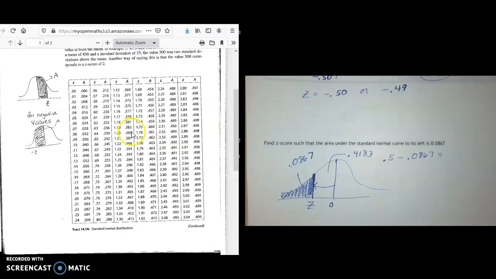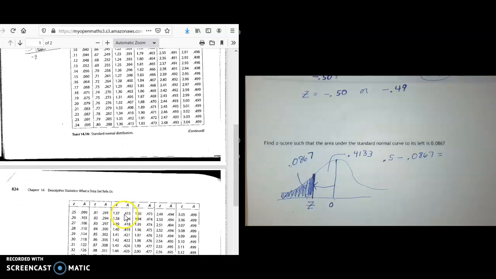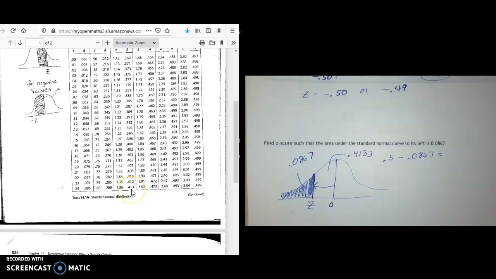0.4133. So let's see, here's 0.413. Now I don't have 0.4133. The next one is 0.415. So this one is the closest. It's 0.413. So my z-score is 1.36. But this is on this side of 0, so I'm going to say it's negative 1.36. So the z-score in this case is negative 1.36.